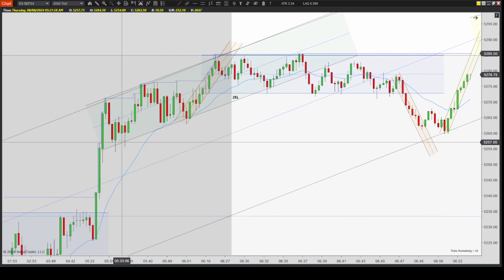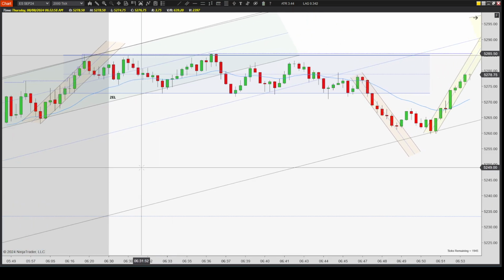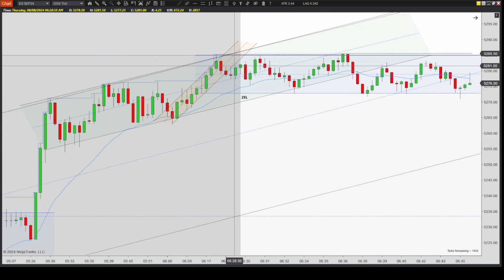So I already identified this green up channel here, and I saw this as a new high, total high of the day actually, made in the pre-market. You have a first entry long here, pushes up, pulls back, makes a second entry long there.